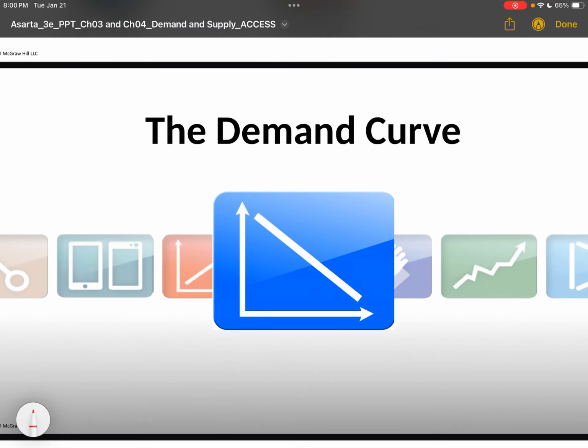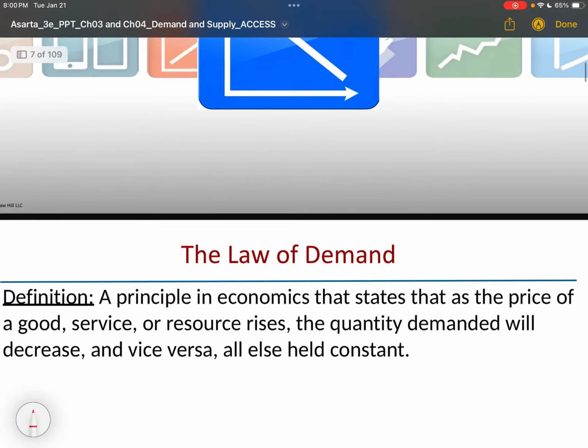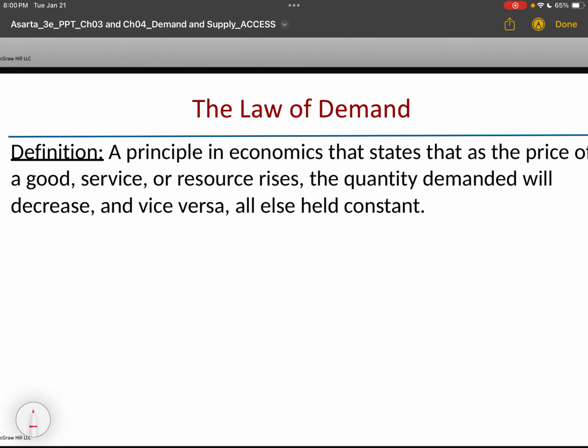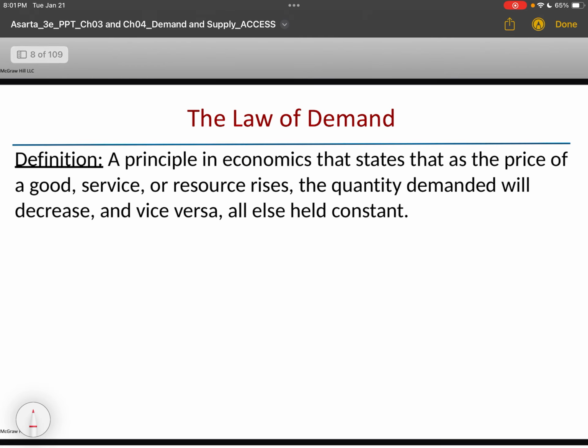When you take a demand curve, can we pull it apart? And if we can, what are the things we can learn from it? Let's take a look. First, we learn a principle or a concept called the law of demand. The law of demand says that quantity demanded and price of the good are inversely related. So as the price of a good goes up, the quantity demanded of the good will fall.